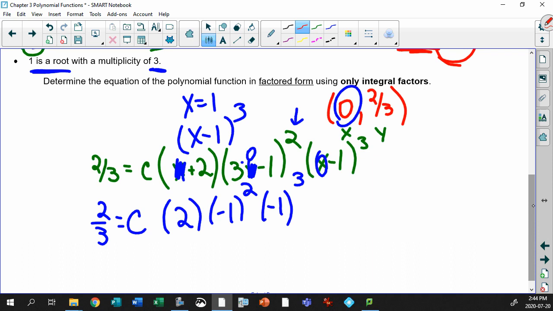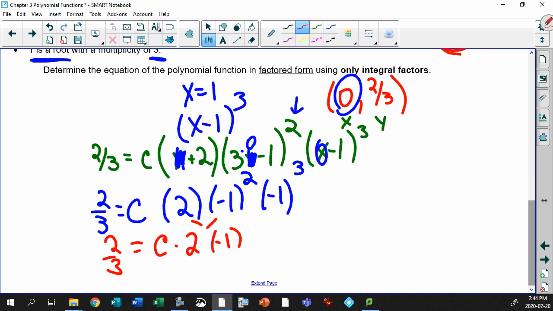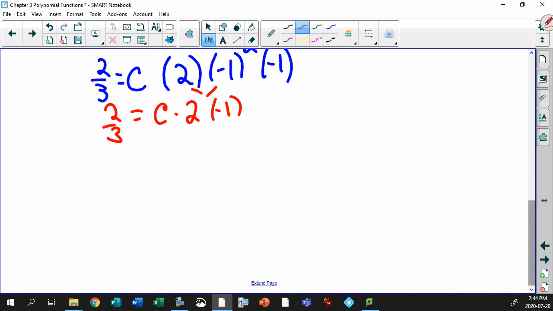Okay, minus 1 squared is going to be 1. So 2 times 1 is now just plain old 2. That's these guys put together. Minus 1 cubed is going to be minus 1. That's going to be times your c value equals 2/3. Interesting. Okay, so 2 times minus 1 is going to be minus 2. c has to equal that 2/3. Oh, okay. Well, that's easy enough to do.